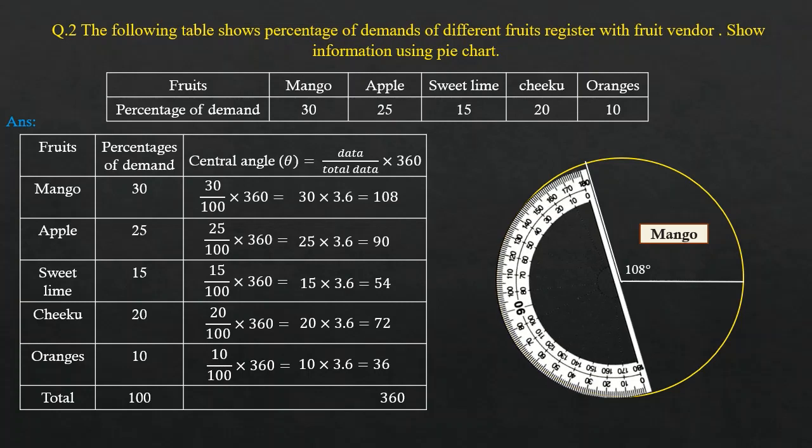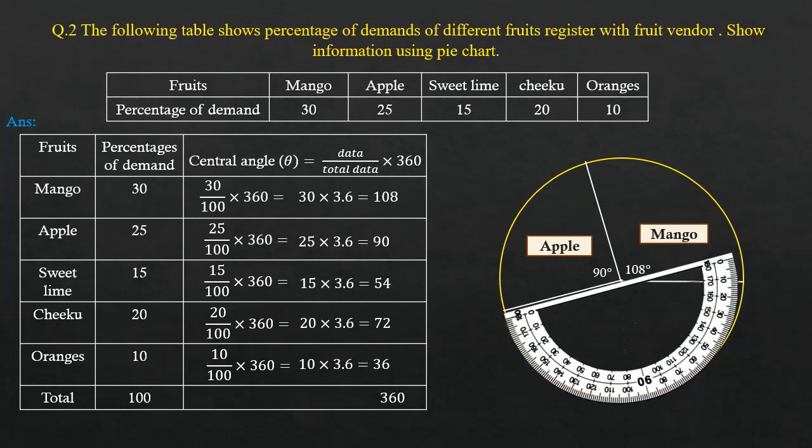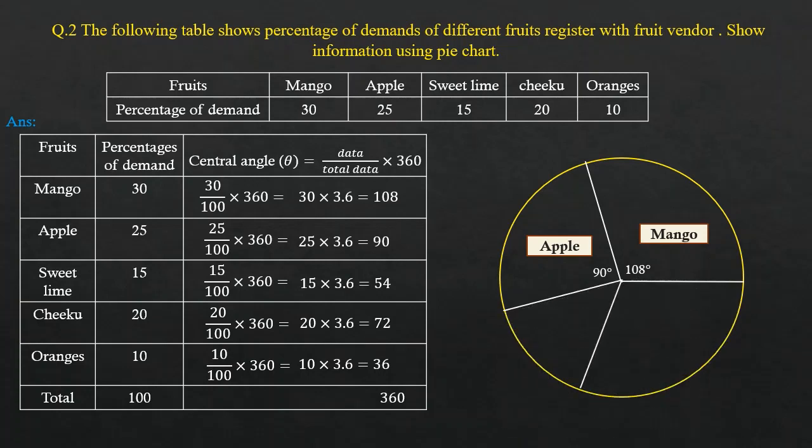Now the position of the protractor is like this. Find the second angle, 90 degree. Join with the radius, join with the center. Second sector ready, which gives information about the fruit apple, and the central angle is 90 degree. Now again we place the protractor in a new position on the third radius and find the angle 54 degree. Finding 54 degree, join with the center. Third sector ready, which gives information about sweet lime, and the central angle for sweet lime is 54 degree.